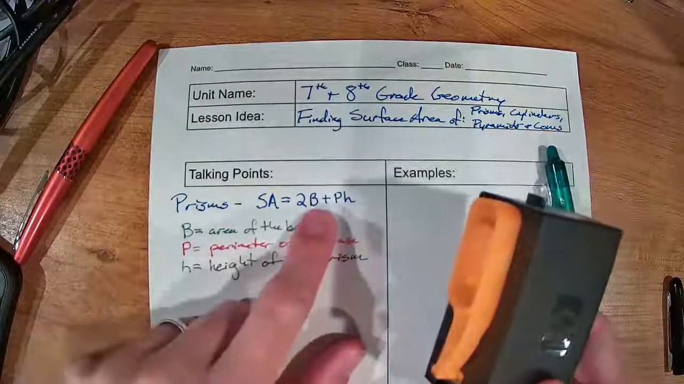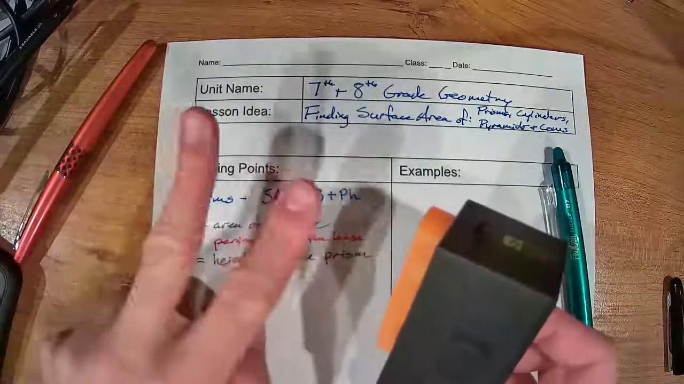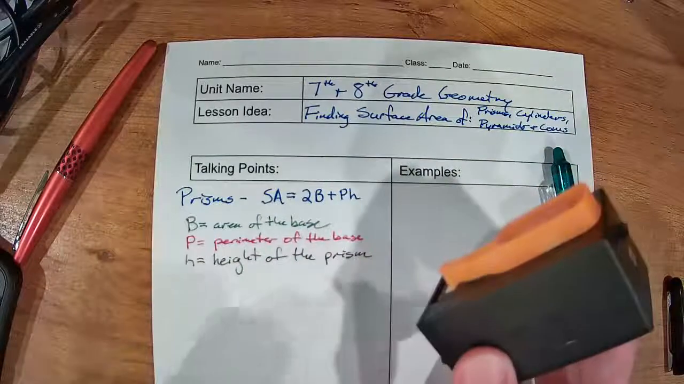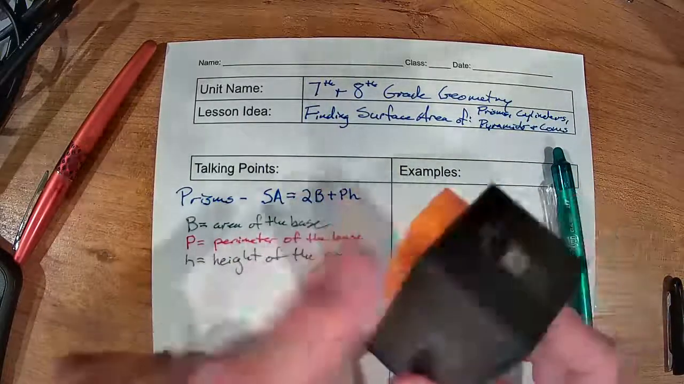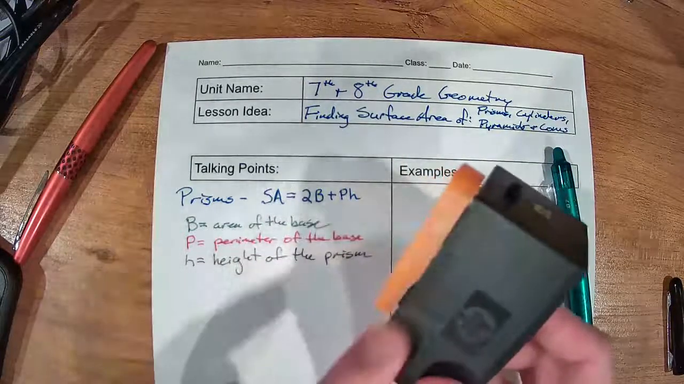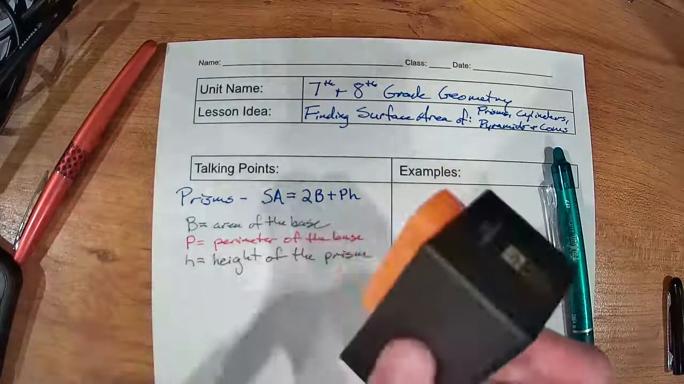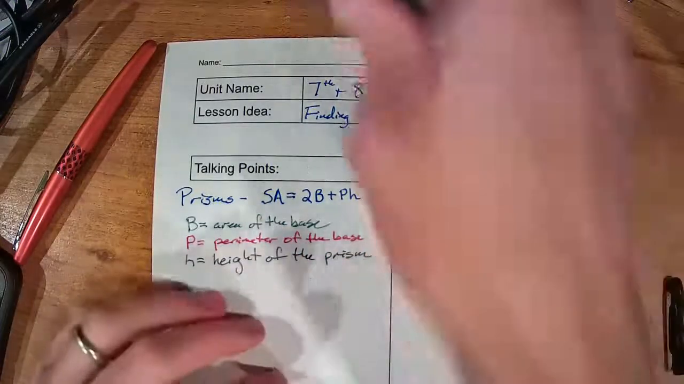So what we're going to do is find the base area, multiply by 2, because remember there's 2 bases on a prism, and add to that the perimeter, so the distance around, multiplied by the height, and that'll get us the rest of these surfaces all in one go. So let's do an example.